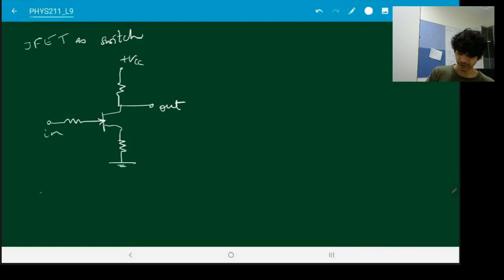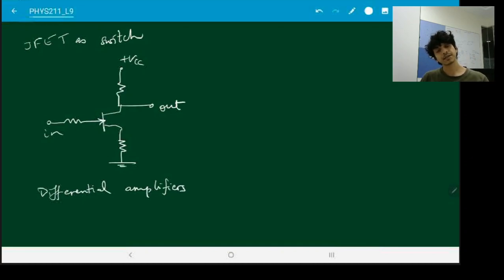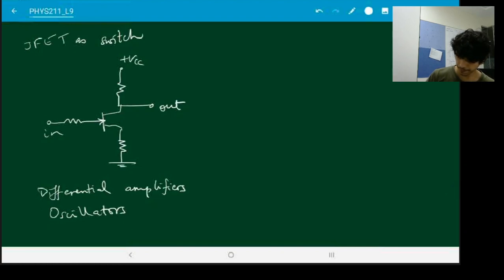Similarly, you can have differential amplifiers. When we were studying oscillators in op-amps, we also saw an example of the astable multivibrator using transistors. So similarly, you can have these astable multivibrators or oscillators in general. You can build oscillator circuits using JFETs. So, plethora of possible applications.